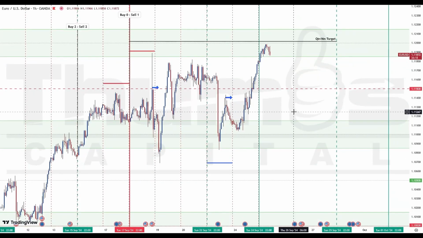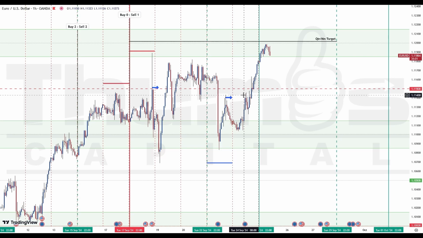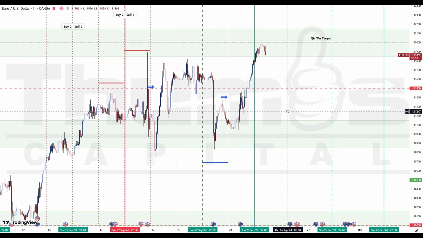Hi guys, welcome to our first weekly contract forecast. Henceforth, I'll be making weekly contract forecasts for everyone on the Telegram channel so that you can see how I am interpreting the data on Euro USD and we can all use the ideas together. So we are starting from today.